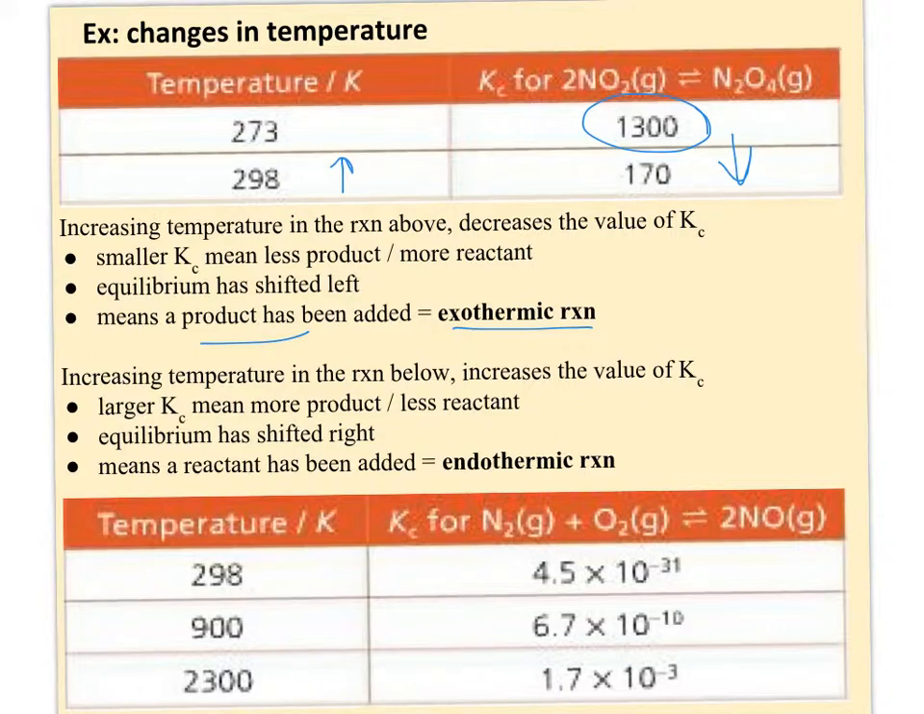If I look at my second example here, as I increase temperature between the first and second and third, I see an increase in my Kc value here. So that means more product is being produced and my equilibrium is shifting right. So I can assume temperature is like adding a reactant, or it's endothermic.